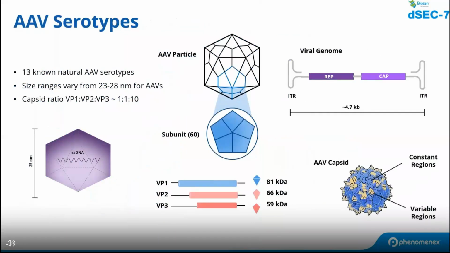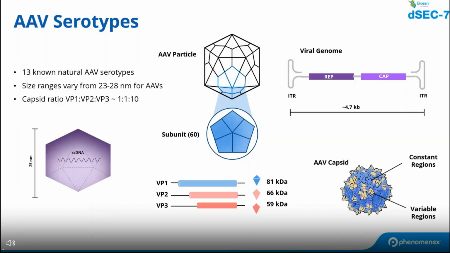Now let's talk about AAV serotypes. There are 13 known natural AAV serotypes, and as you can see here, the AAVs look icosahedral in shape, and they have a size of 25 nanometers. The capsid has 60 subunits, and the capsid ratio of the viral proteins 1, 2, and 3 is 1:1:10. And they also have a viral genome, which is 4.7 kb with ITR on both sides.